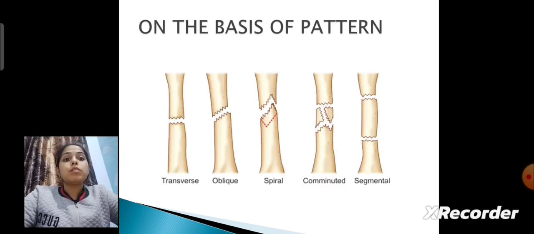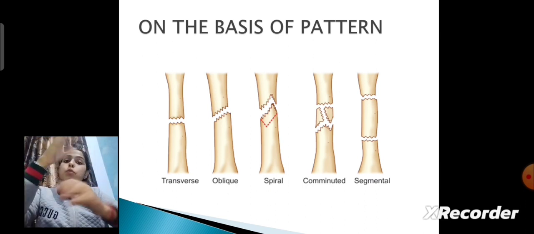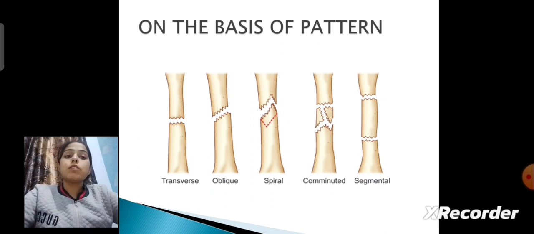So next classification of fracture is based on the pattern. In this diagram, types of fractures are shown. First is transverse fracture, a straight line fracture. Second is oblique fracture. Third is spiral fracture. In spiral fracture, the bone fragments move in opposite directions. Next is comminuted fracture, when bone breaks into many fragments. Next is segmental fractures.